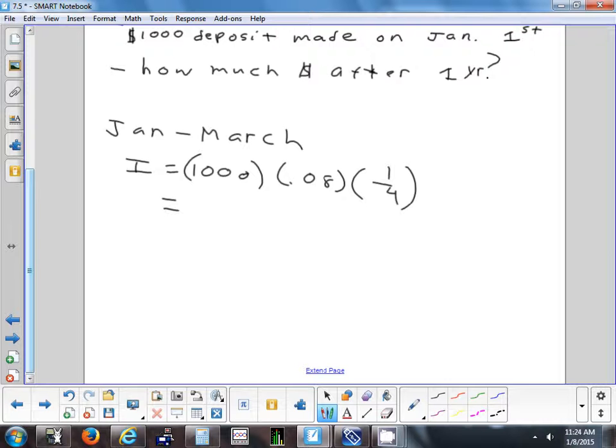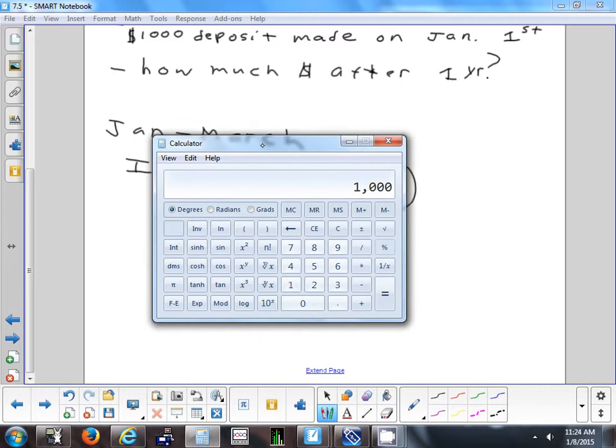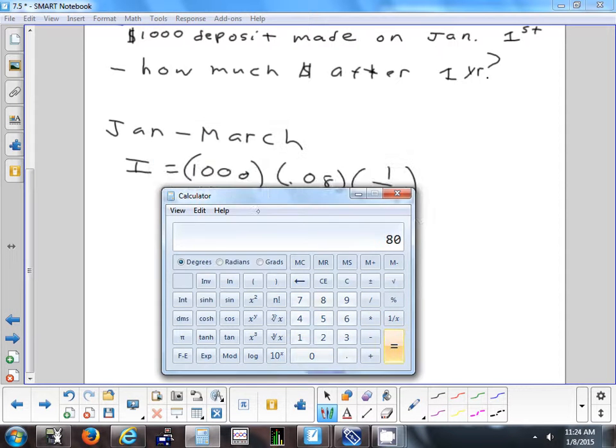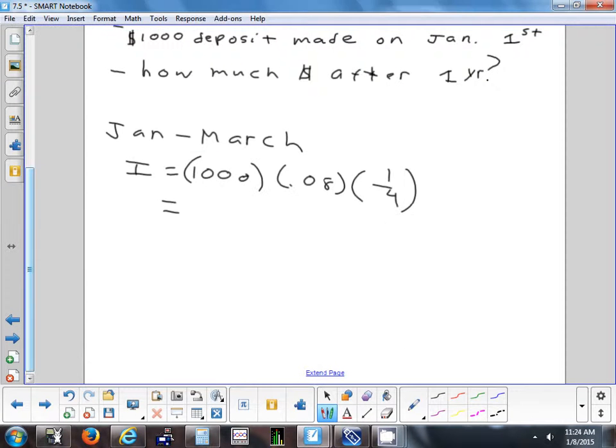So let's see how much interest we make from January to March. $1,000 times 0.08 times a quarter. We make $20 in just January to March. Now on March 31st, what's going to happen? The bank's going to take that $20 and deposit it into your account. So what's going to be your balance on April 1st? Now you have $1,020. That's your new principal.